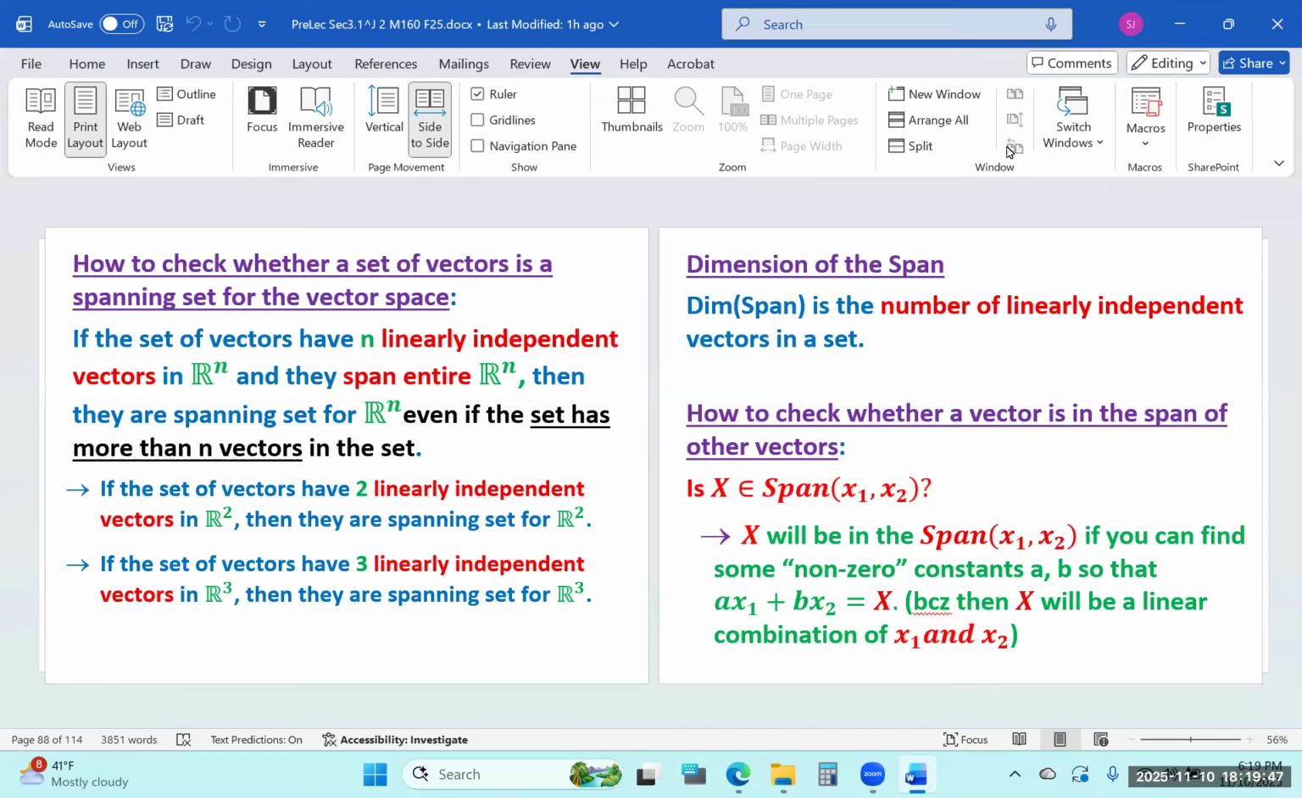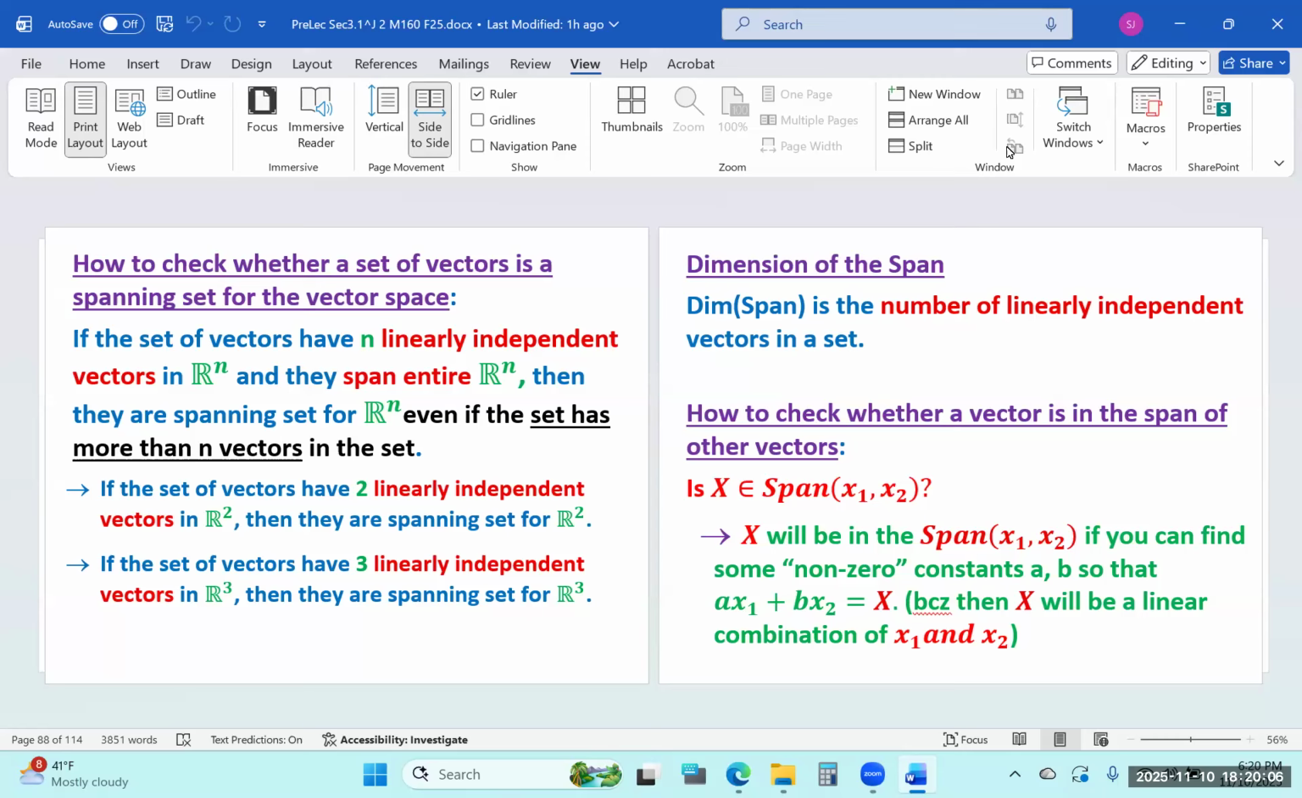How do you know whether we have a vector and it's a span of the other 2 vectors, or other 3 vectors, other 4 vectors? How do you know one vector is in the span of other vectors? Well, to figure that out, all you have to do is look for the linear combination.